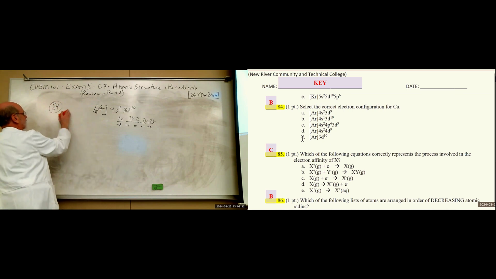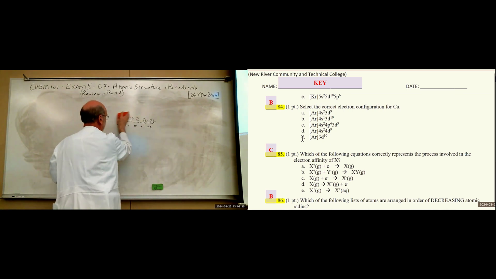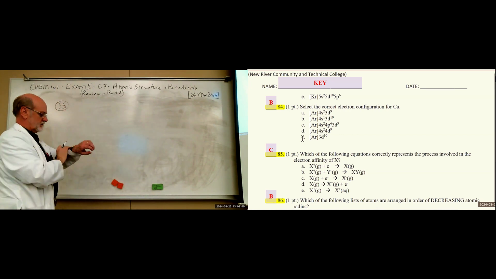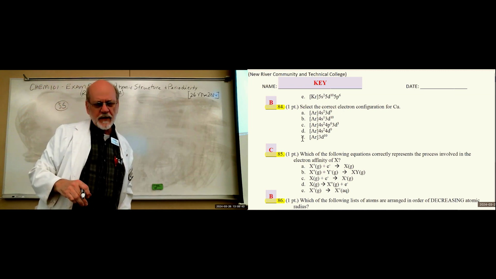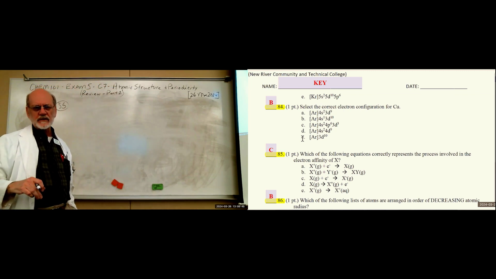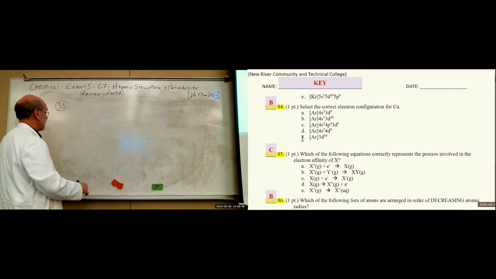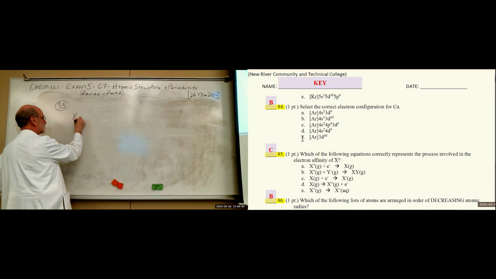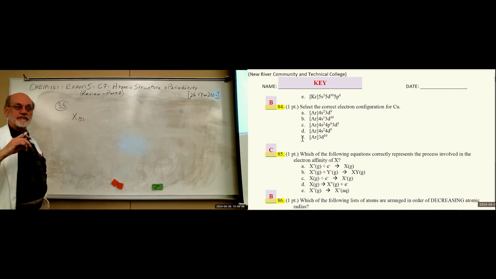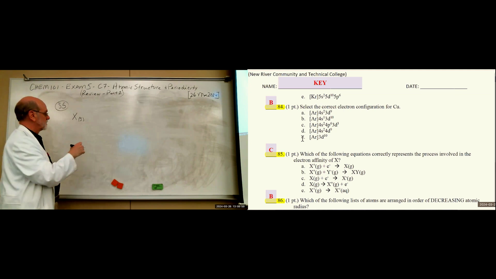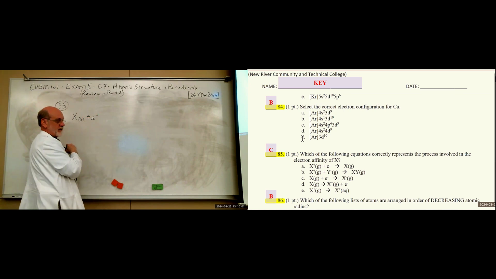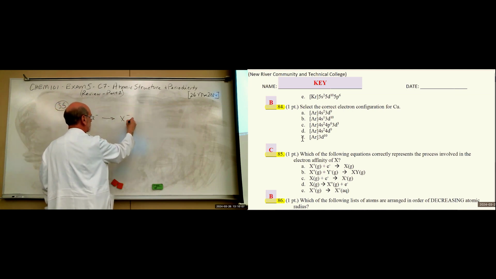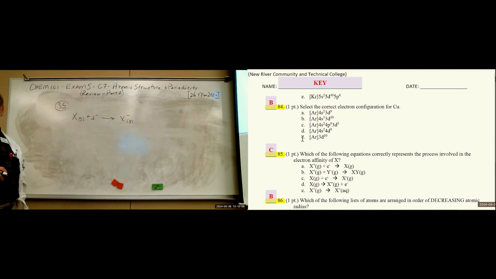Let's go to 85. Which of the following equations correctly represents the process involved in the electron affinity of X? Okay, again, electron affinity starts with a neutral atom and it has to be a gas. And electron affinity means accepting an electron. So that means the electron is on the reactant side. Now we end up with a gas with a negative charge, and that's the expression for electron affinity.